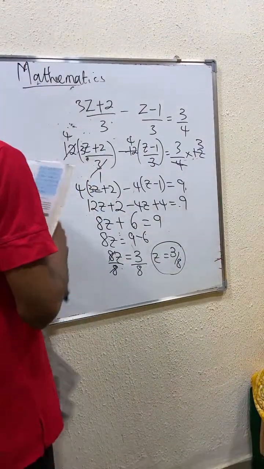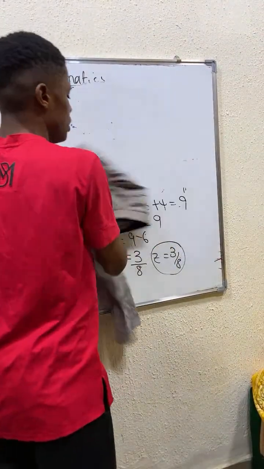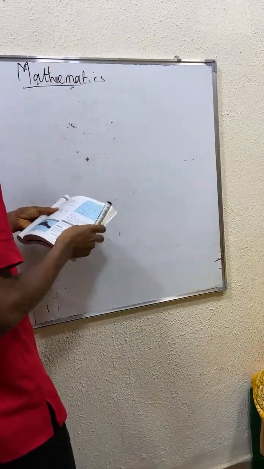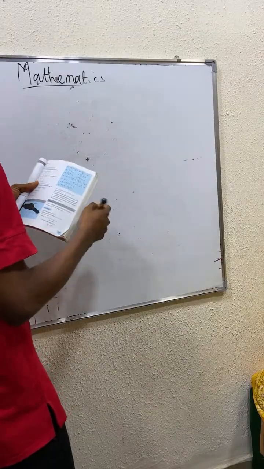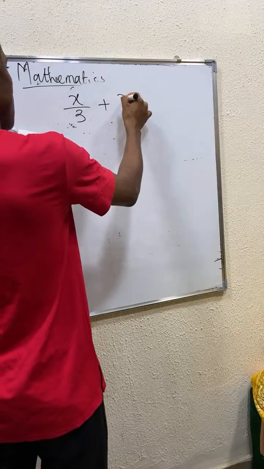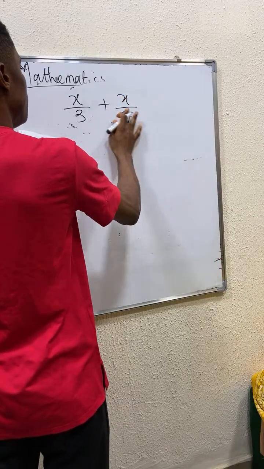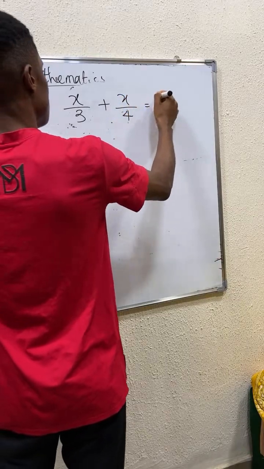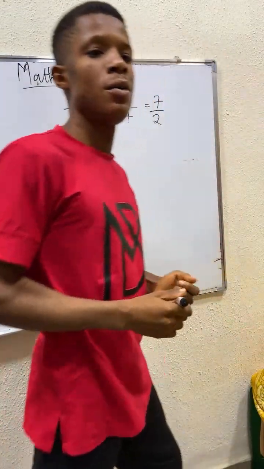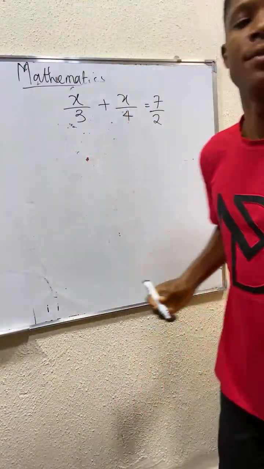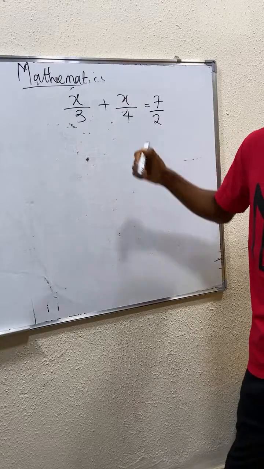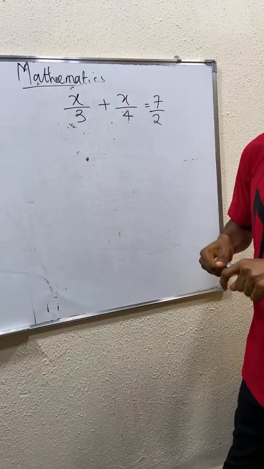Okay? So solving is simple. Let's take a new example so you see what I mean. Let's say we are told to solve x over 3 plus x over 4 is equal to 7 over 2. Remember, here we are trying to find the value of x that will satisfy this equation. Do you understand me?